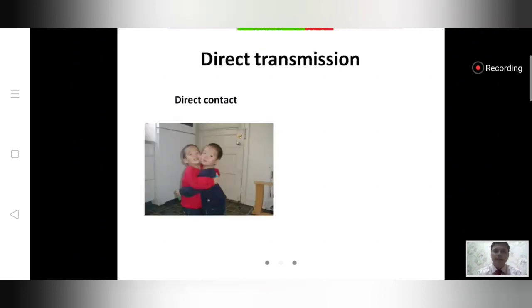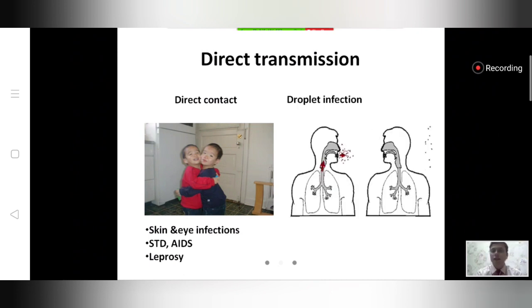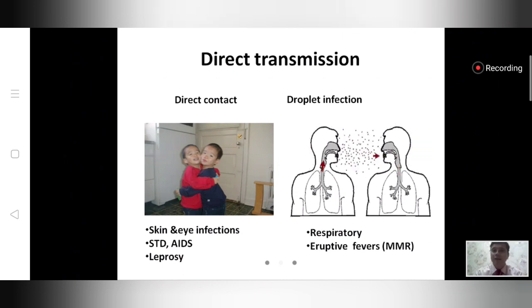Let's see direct contact. Just by touching another person, skin to skin, infection can be directly transmitted. Examples are all the skin infections, conjunctivitis and eye infections, STDs, AIDS, and leprosy. This is how droplet infection works: the infective organism spreads from one person to another, released into the environment in the form of droplets. If another person is present in front, that person can catch the infection. Examples are all the respiratory infections, which we'll deal with in the first topic, and other infectious fevers, the same way: measles, mumps, and rubella.